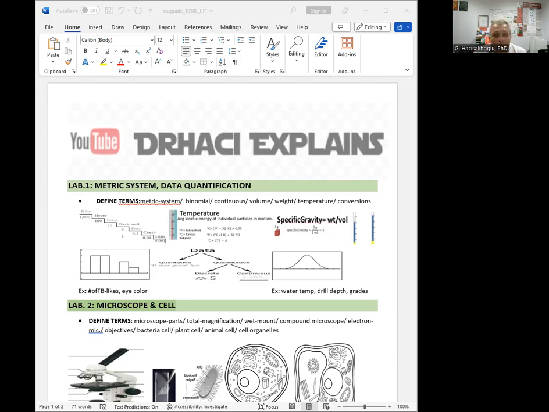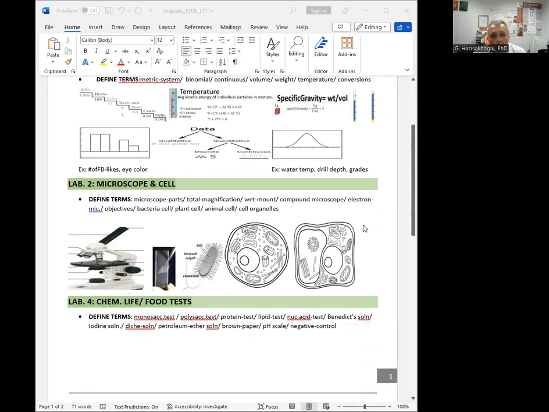Lab number 2 is the microscope, and lab number 2 and lab number 3 go together, basically microscope and cell. Obviously, the microscope is the device that we use, since 1665. Robert Hooke came up with the first microscope. Today we have much more complex microscopes like electron microscopes. But in this lab, we use a light microscope, and we can also look at live specimens under the light microscope.